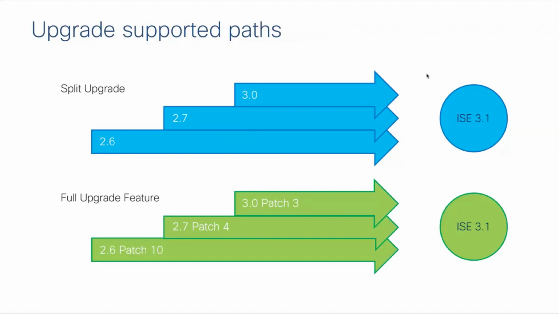The full upgrade feature was basically introduced as part of the patches in earlier releases, like 2.6 patch 10. We were having this full upgrade option. On 2.7, you got to have patch 4 and above. On 3.0, you got to have patch 3 and above in order to have this full upgrade feature available in the GUI. So if you are migrating your deployment with the full upgrade option, you got to actually note which patch is available in your deployment. You got to have these respective patches and above in order to have this feature available in the GUI to upgrade to 3.1.